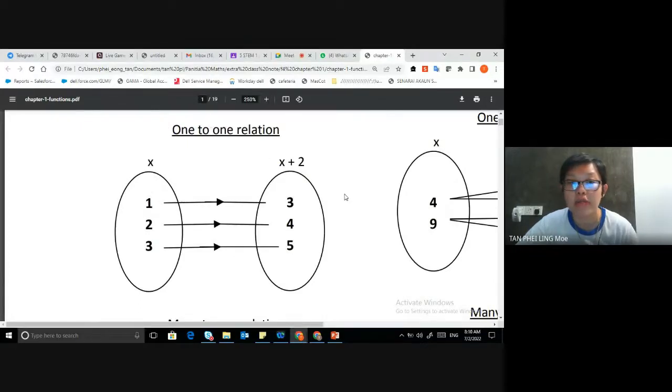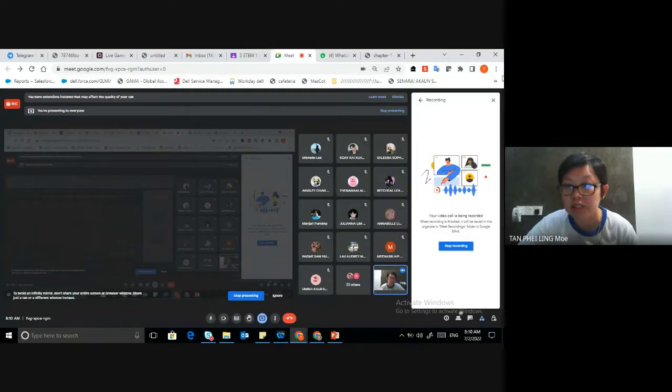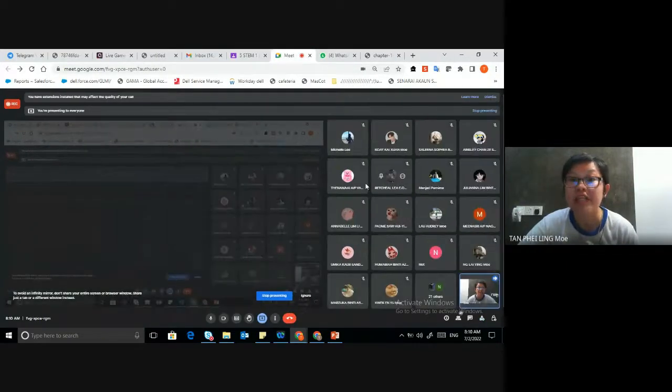This one is very common, meaning when you have 1, it becomes 3. You have 2, it becomes 4. You have 3, it becomes 5. So why is it so? Because all these objects here, you add 2 to it. Am I right? So that's why when you have 1, it becomes 3, because 1 plus 2, you get 3. 2 plus 2 becomes 4. 3 plus 2 becomes 5. So what you have done here is actually add 2 to each of the objects.